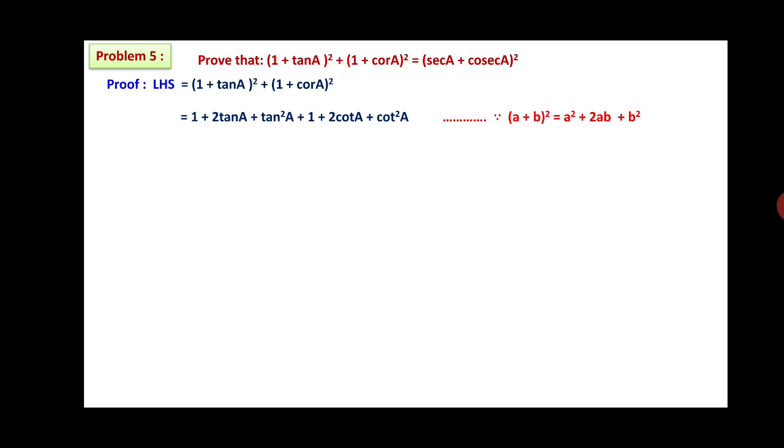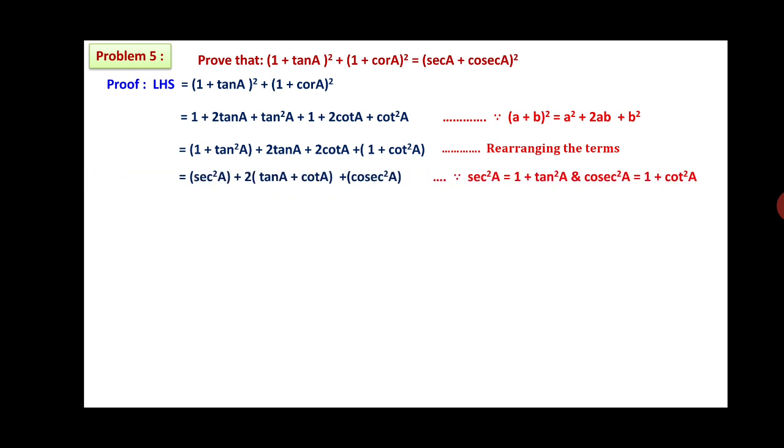We expanded the two brackets. So we are getting 1 plus tan square a, rearranging the terms, plus 2 tan a plus 2 cot a plus 1 plus cot square a. Friends, we'll get 1 plus tan square a is sec square a, plus 2 tan a plus cot a, plus 1 plus cot square a is the cosec square a.